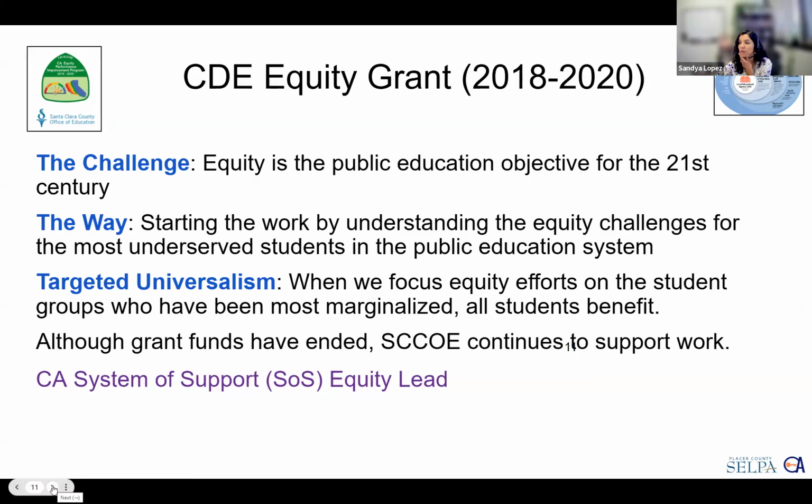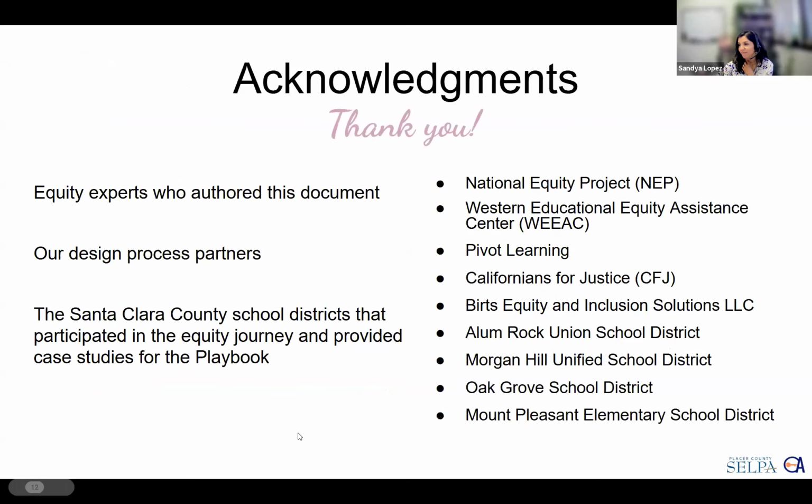And so I'll just read through these bullets. The challenge that was identified is that equity is the public education objective for the 21st century. And the way to go about, I don't want to say dealing with this challenge, but working through this challenge, is to start the work by understanding the equity challenges for the most underserved students in the public education system. And we really focused on the idea around targeted universalism, which is when we focus our equity efforts on the student groups who have been most marginalized, all students will benefit from this. Next slide.